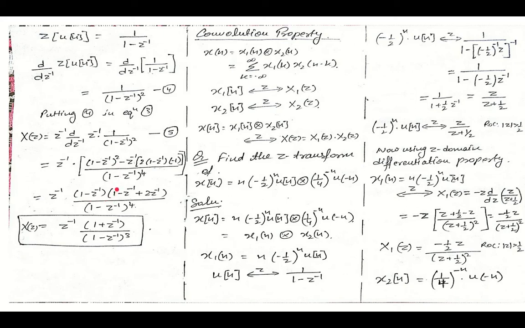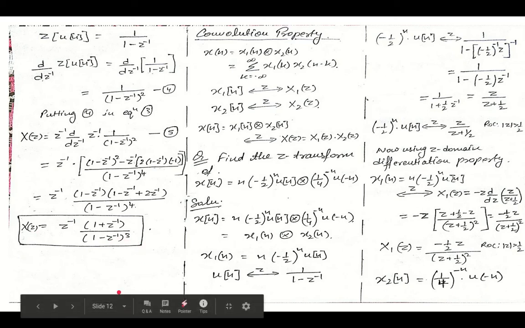So whatever will be left behind will be (1 minus z inverse plus 2z inverse upon 1 minus z to the power minus 1) whole to the power 4. From this 1 minus z inverse I can cut one of the orders of this denominator, and subsequently we will be getting (1 plus z inverse) upon (1 minus z to the power minus 1) whole cube, multiplied with this z inverse. So this will be my X(z). So this will be my solution for n square u[n].